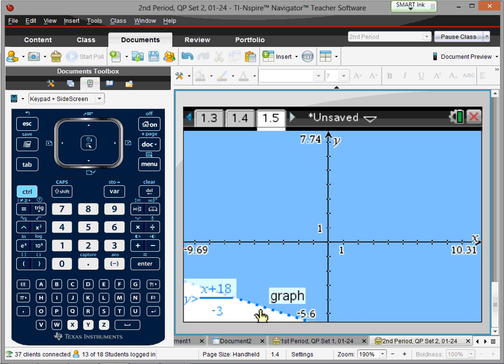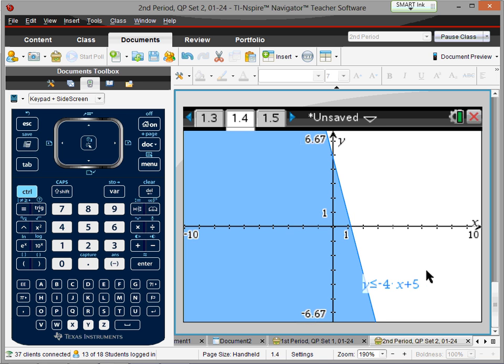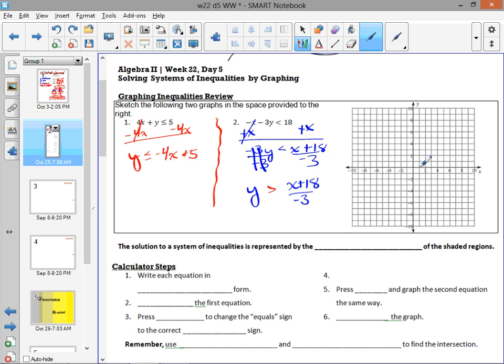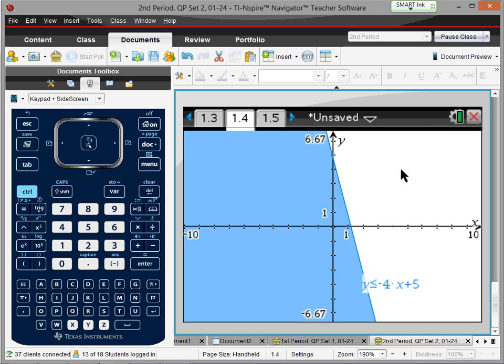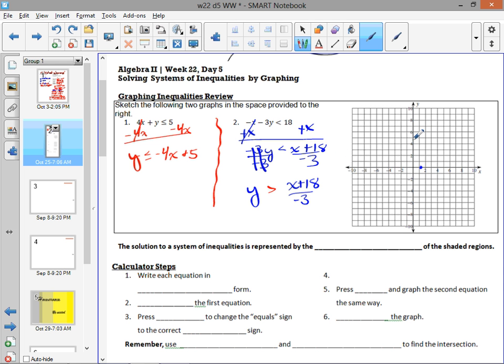Now let's talk about sketching these, okay? So back to the first graph, and what we want to do is use the x and the y intercepts to draw our line. So the x intercept is at like 1.2. The y-intercept is almost 5. Draw a line and shade appropriately.